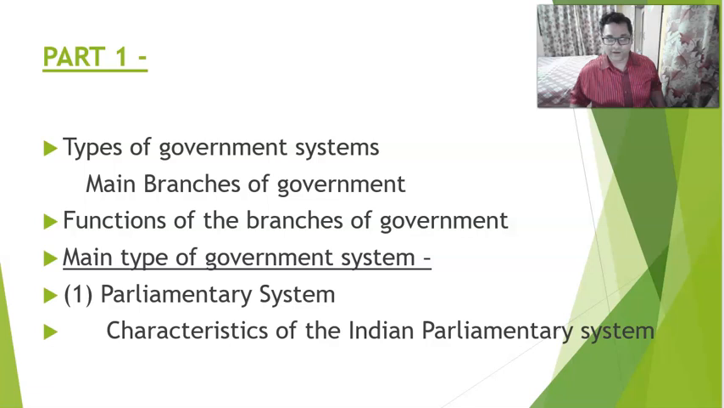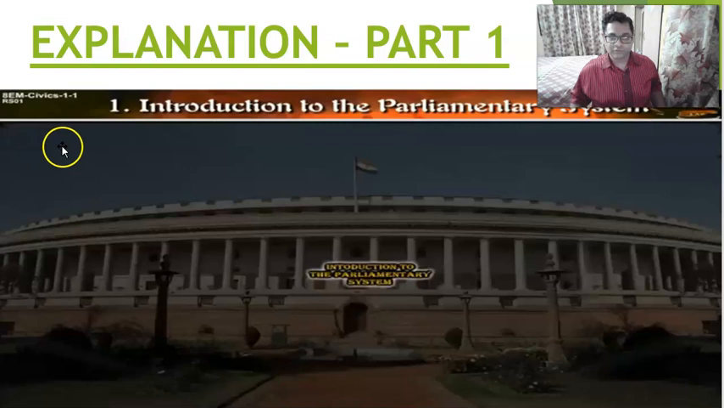Today in the first part we shall learn about the types of government systems, main branches of government, functions of the branches of government, main type of government system which is the parliamentary system, and lastly the characteristics of the Indian parliamentary system. Okay, so let's go ahead. Please watch the video explanation very carefully of the part 1.